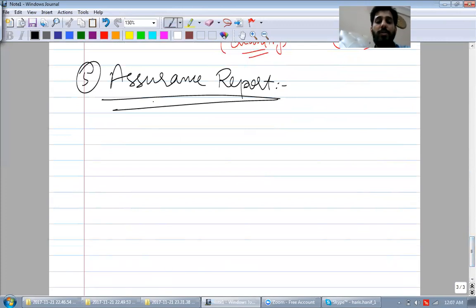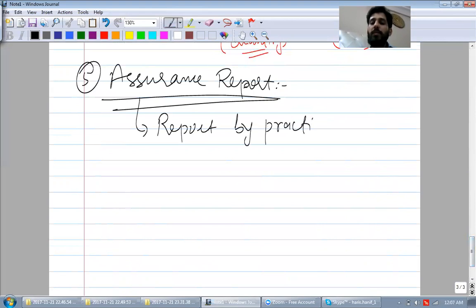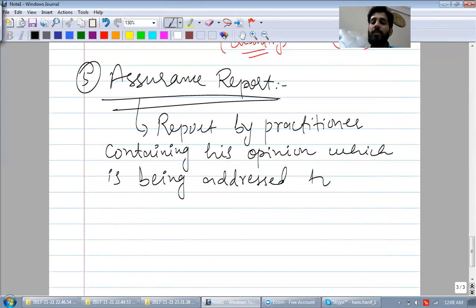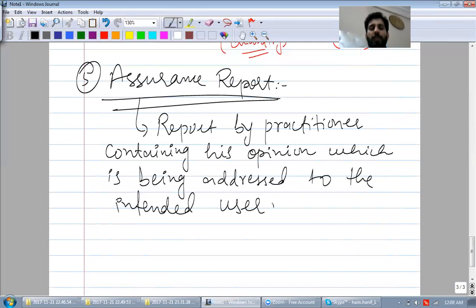What is the assurance report? This is the report by the practitioner containing his opinion, which is being addressed to the intended user. Now, this is what the assurance report is.